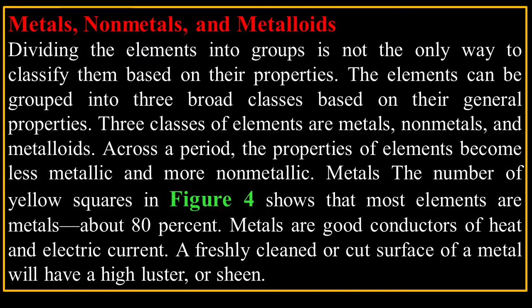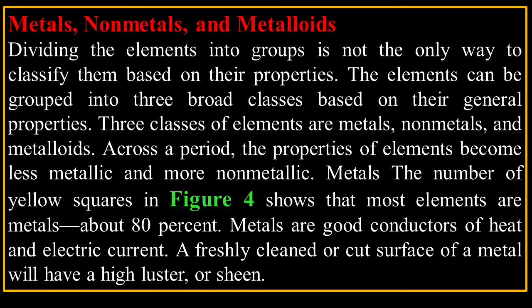Dividing the elements into groups is not the only way to classify them based on their properties. The elements can be grouped into 3 broad classes based on their general properties. The 3 classes of elements are metals, nonmetals, and metalloids. Across a period, the properties of the elements become less metallic and more nonmetallic. Metals: the number of yellow squares in Figure 4 shows that most elements are metals, about 80%.